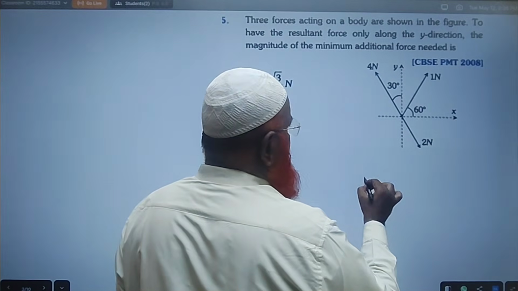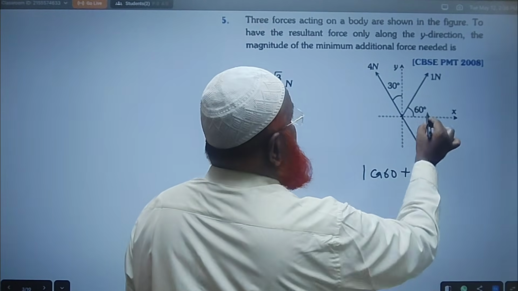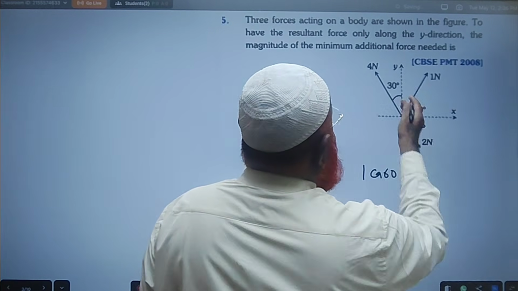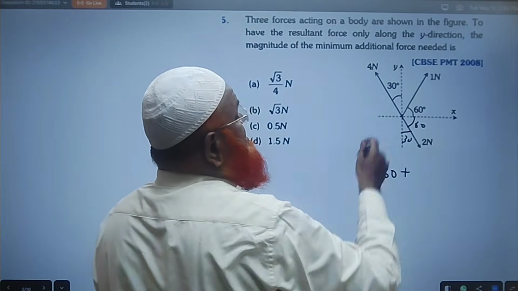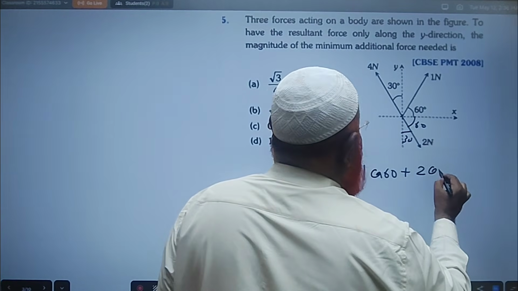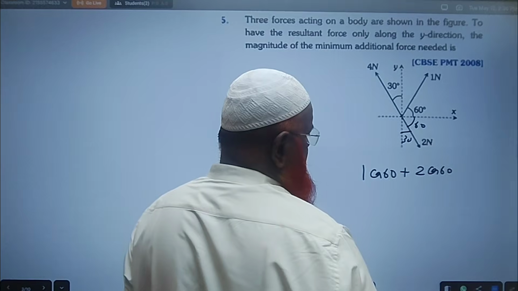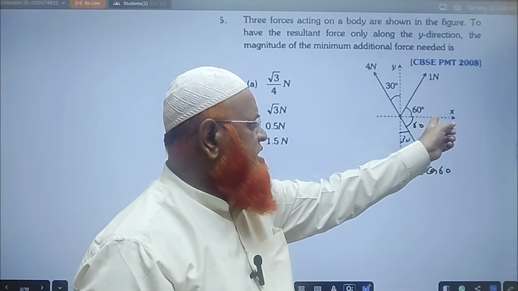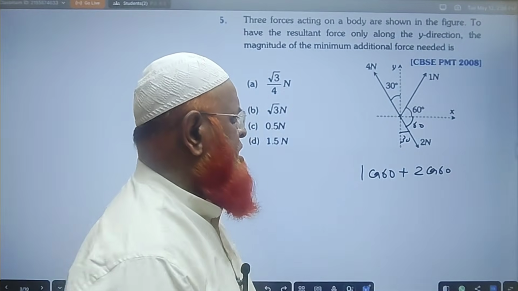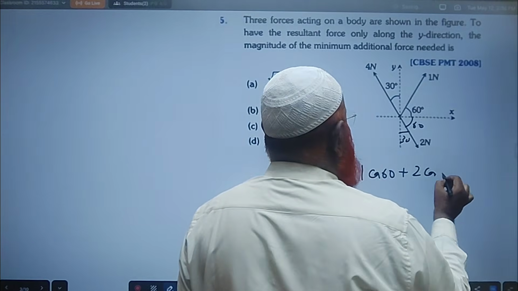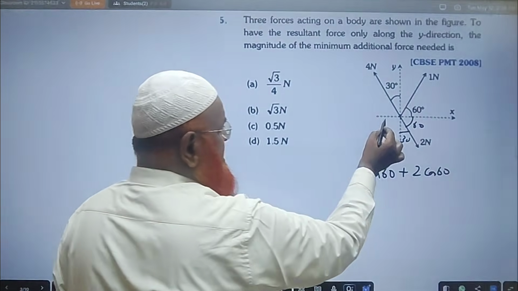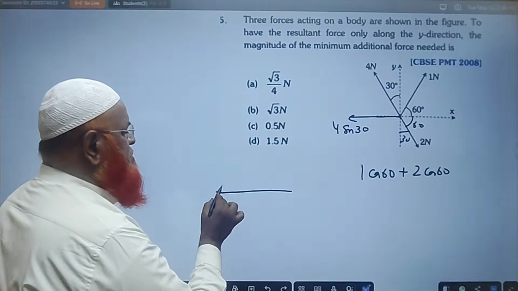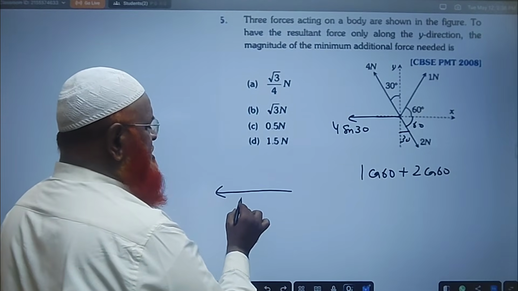So what will you write now? In this direction you write 1 cos 60 plus 2 cos 60. This is 30, this is 60, because it is a straight line, vertically opposite angles are same. The component on the x axis is 1 cos 60, and 2 cos 60. On the left side, the component is 4 sin 30. So what are the left side forces? 4 into sin 30, that is 1/2, which is 2.